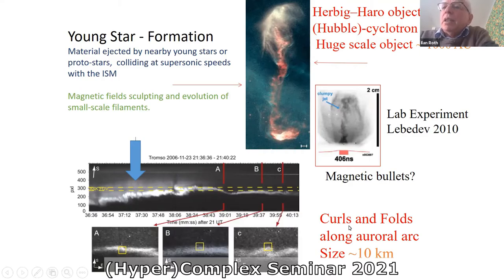AU is the distance from the Earth to the Sun, 150 million kilometers. On the other hand, in the curves and folds of the auroral system, we see folds of the order of 10 kilometers. And in lab experiments, I gave just three examples, beautiful experiments in the last 10 years, where they observed structures of a fraction of a centimeter, maybe millimeters.